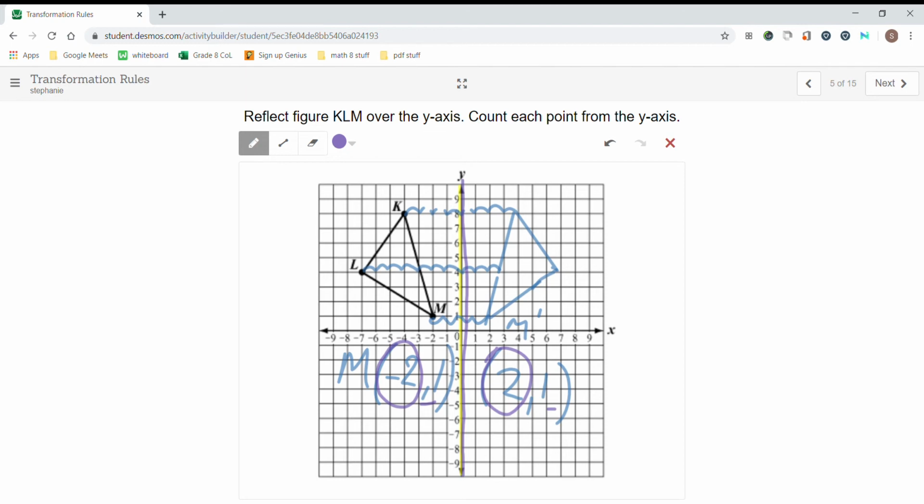So before we move on, if I'm reflecting over the x-axis, I want you to think, what will happen if I reflect this over here? Earlier we had the y-axis, so the x values changed signs. If I am flipping over the x-axis, what do you think will change signs? The x or the y? We're going to take a look at that here in just a second.